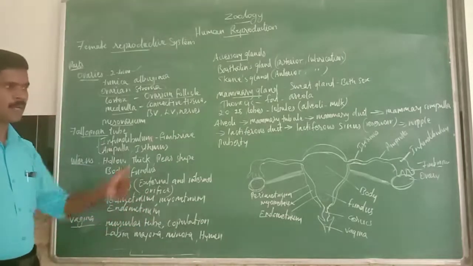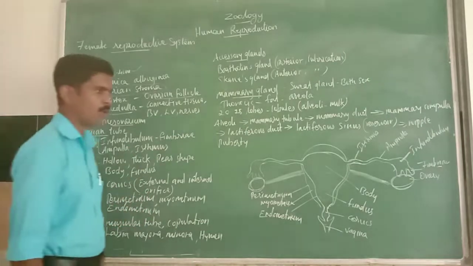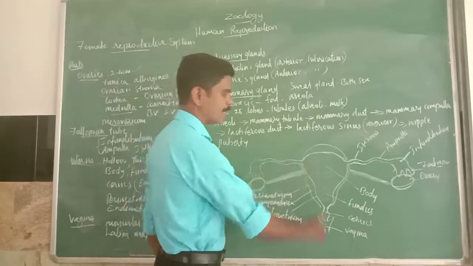Then the last point about this uterus is that the wall of the uterus is made up of three layers.